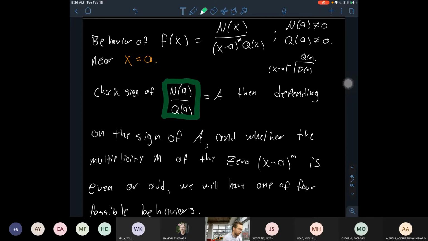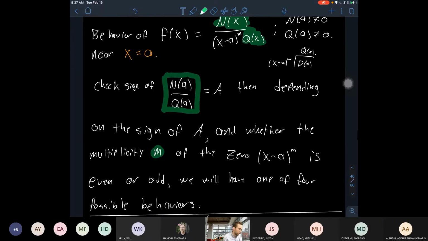Okay, so depending on the sign of this number, which is basically just what's going on with everything that's not the factor. So we just look at everything that's not the factor and we look at the sign of that thing. And we also look at the multiplicity m of the 0. So depending on if m is going to be even or odd, then we're going to wind up all told with 4 different possible behaviors.